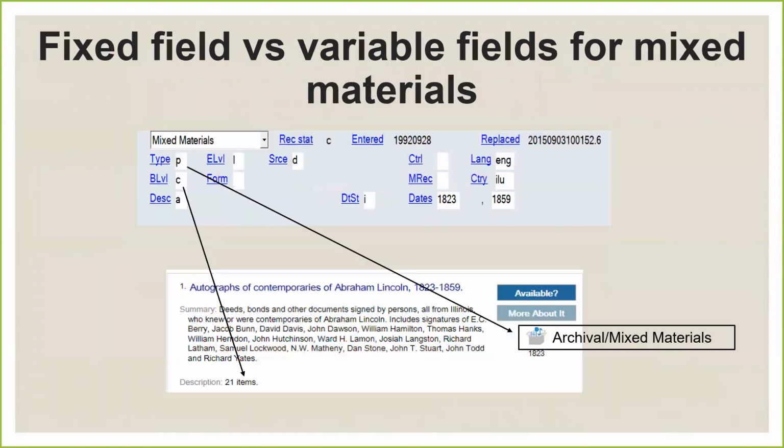The icon generated for mixed material records is archival mixed materials. In the description, you can see there are 21 items, and in the summary is a listing of what is in the collection.